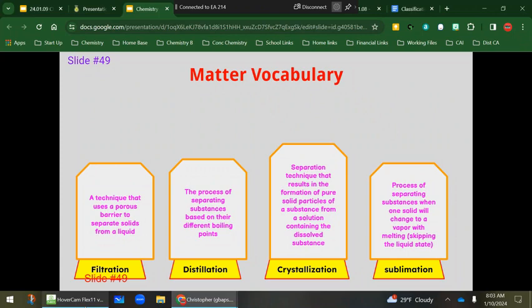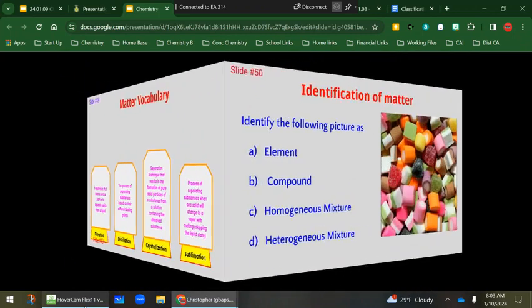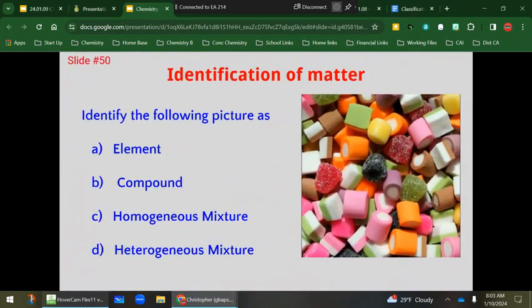Questions? Who won't be on the test? The vocab words? Those vocab words, those methods of separation. Now, homogeneous, heterogeneous, element, compound, those will be. Okay, so which one would you say this is a picture of? Of those four, which one is this a picture of?